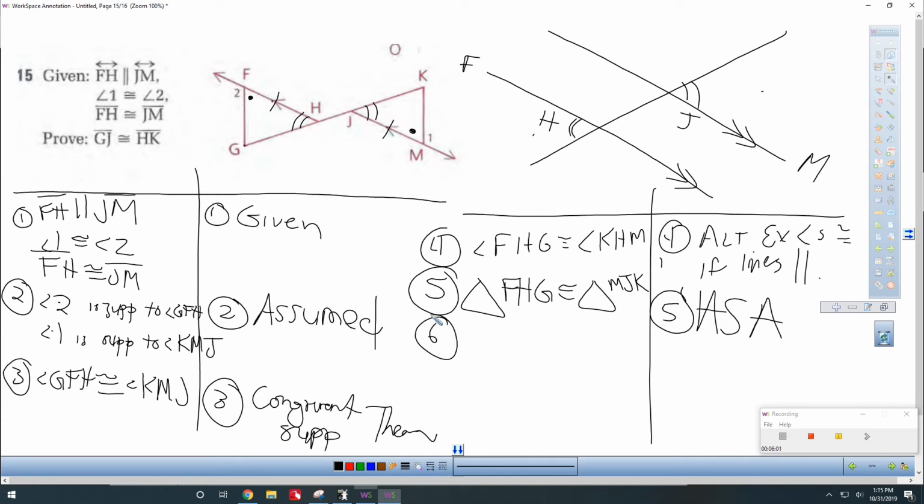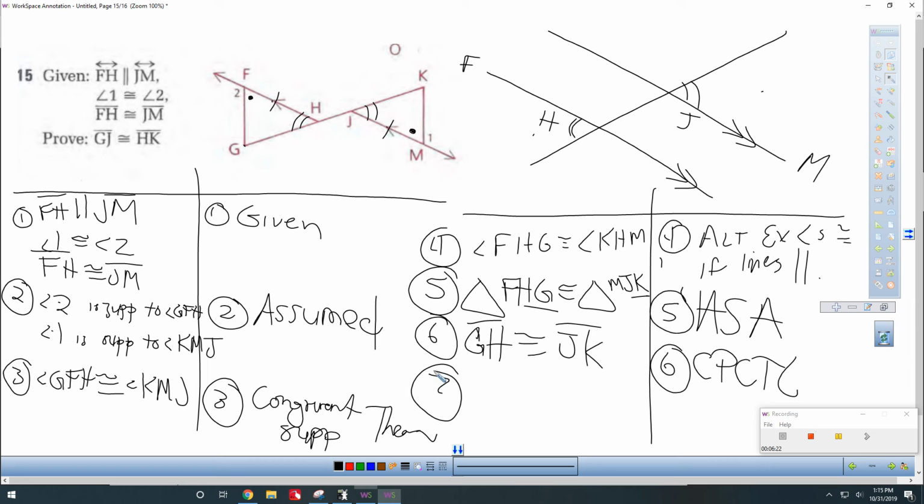Step 6, GH. Throwback. GH is congruent to what? JK. Not JK. That's CPCTC. And finally, GJ must be congruent to KH, and that would be segment addition property. Boom!